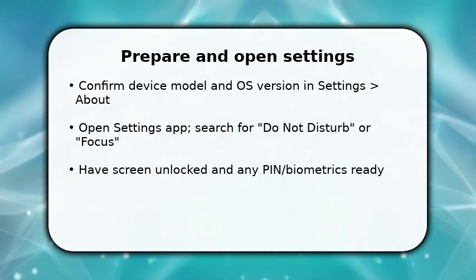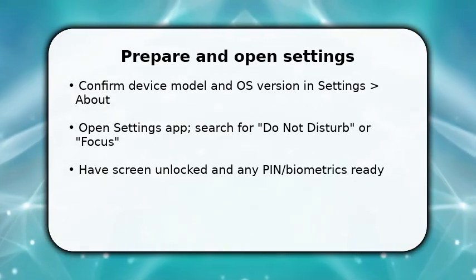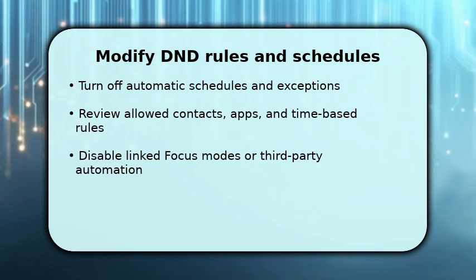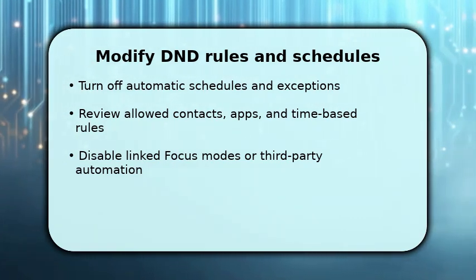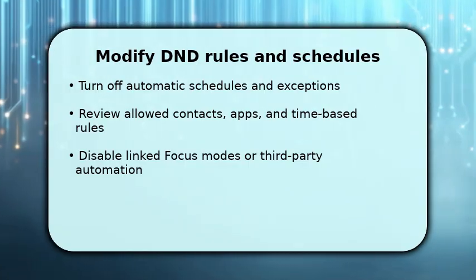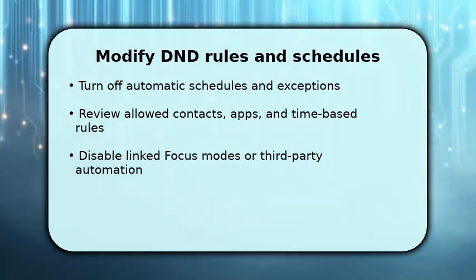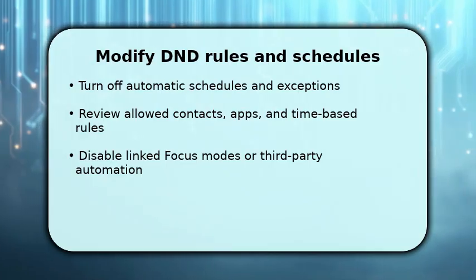Now dive into the detailed rules. Review schedules, allowed contacts, and app exceptions. You should tap each rule to see why a notification was silenced. If a schedule is active, disable it. If a contact or app is allowed, remove it to restore normal alerts.